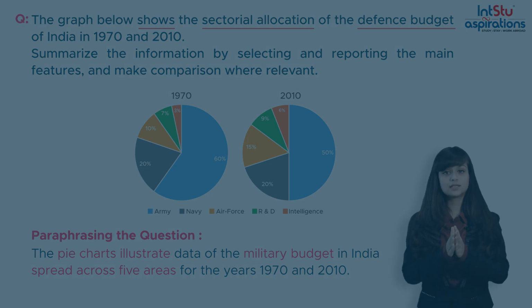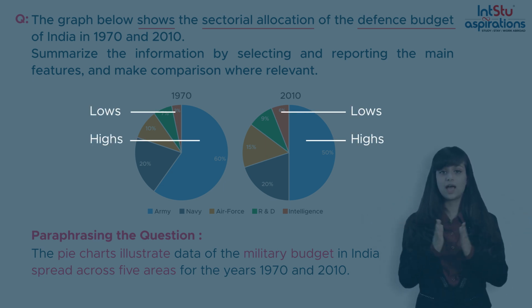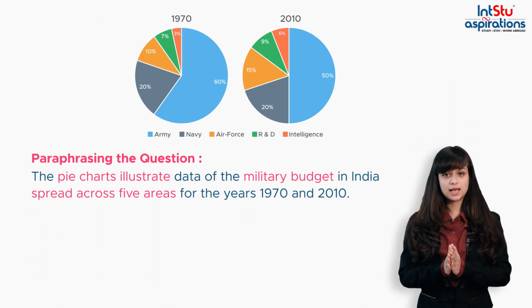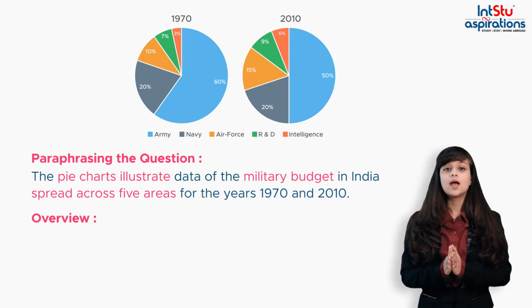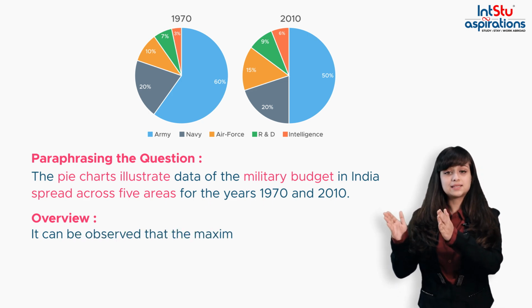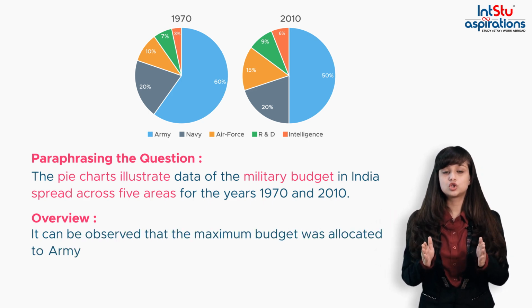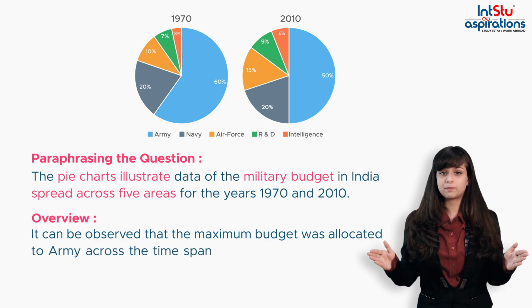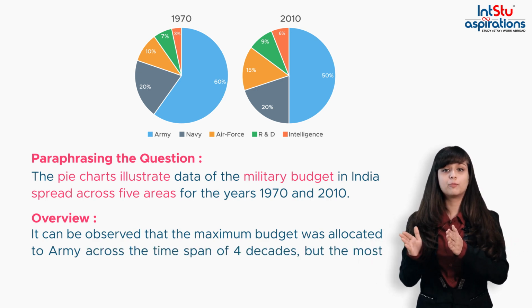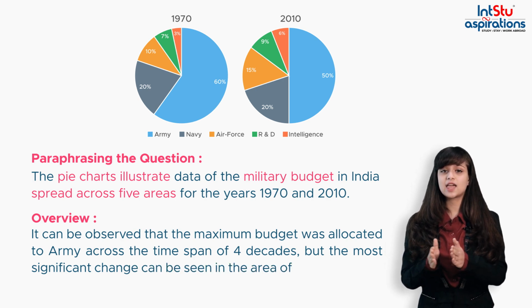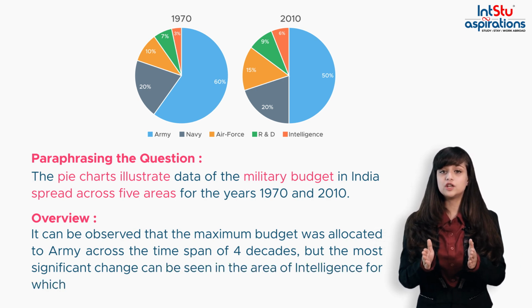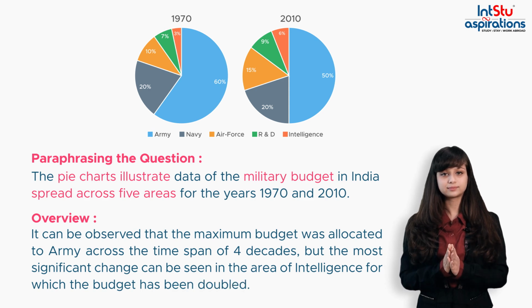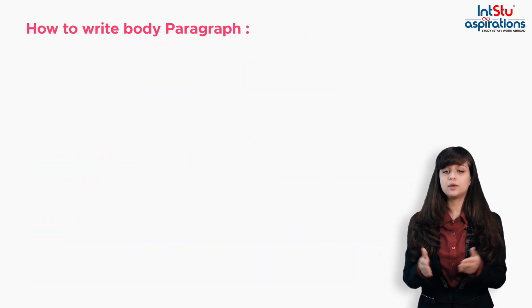For this, first study the graph or chart and then identify the highs and lows and the trend of what is changing from beginning to the end along with the similarities. For this task, it can be written like this. It can be observed that the maximum budget was allocated to army across the time span of 4 decades. But the most significant change can be seen in the area of intelligence, for which the budget has been doubled. Then you go on to write the body paragraphs.